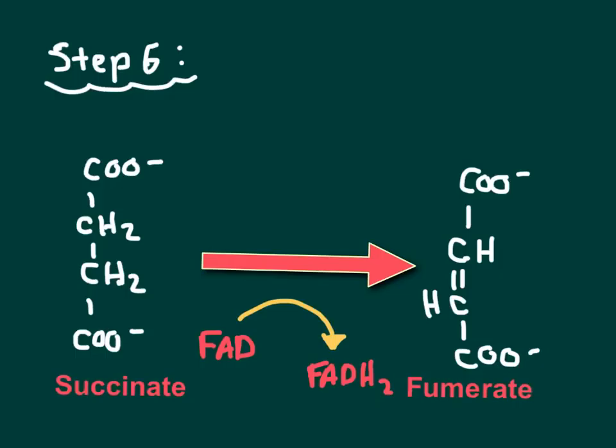Another ion from the mitochondrial matrix, called FAD, oxidizes succinate. This forms another energy coenzyme, like NADH. This energy coenzyme, however, is called FADH2. This also results in succinate becoming fumarate.